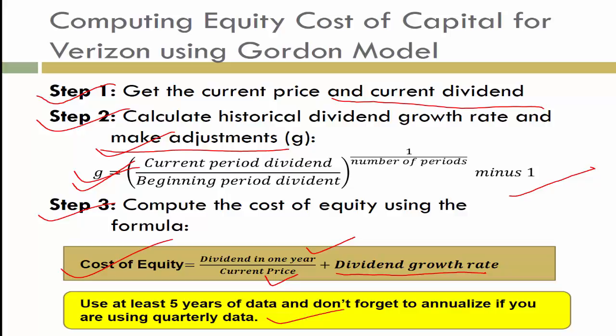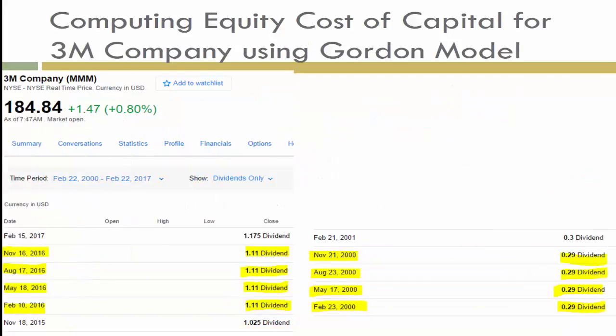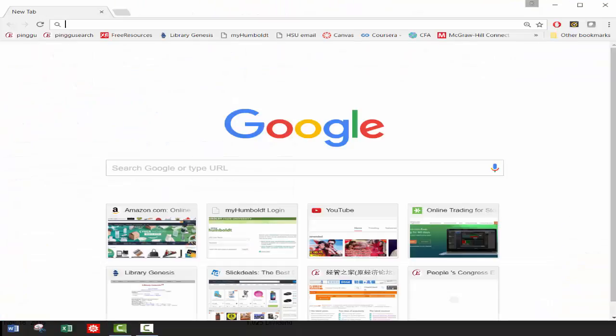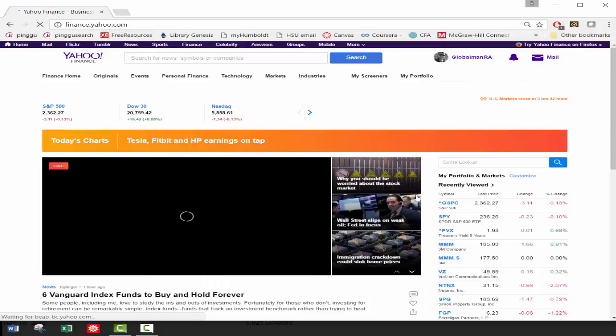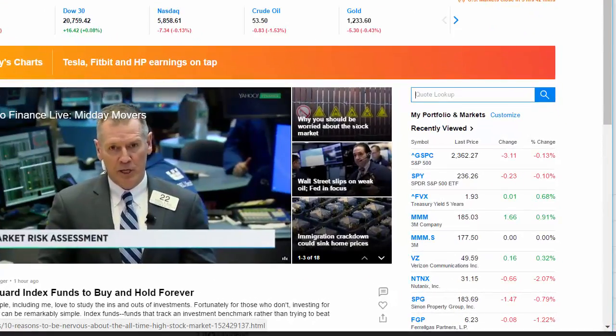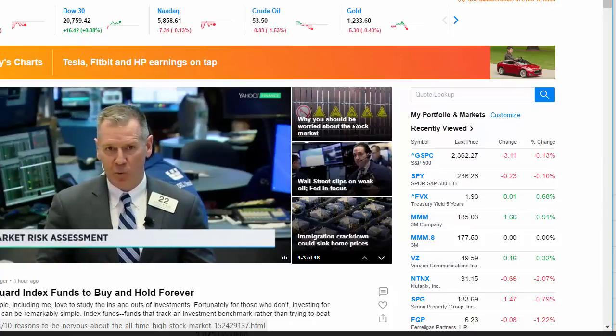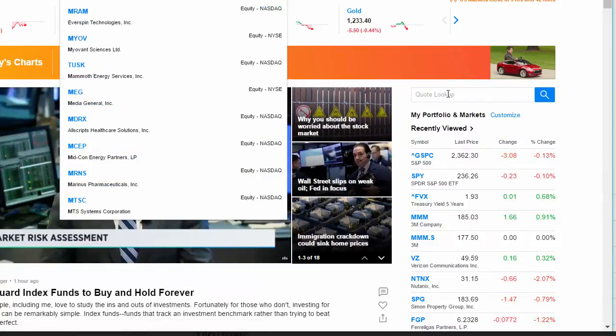I have an example for you, and I'm trying to calculate the dividend growth rate for 3M company. I have listed the information here, and you can get this information through Yahoo Finance. So you can go to Yahoo Finance, and once you are on the Yahoo Finance page, there's a lookup box. You can type the name of the company or ticker symbol. For us, it's just the 3M company.